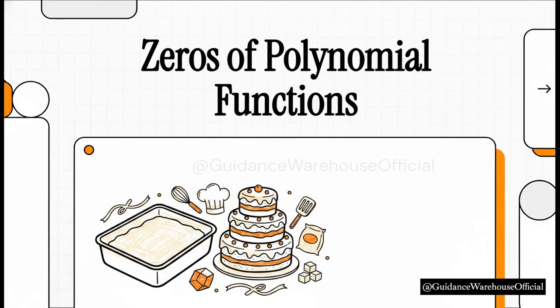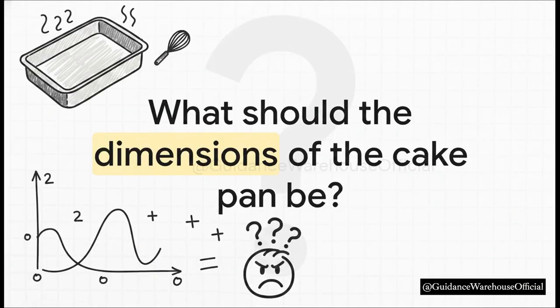Picture this. You are opening a brand new bakery. You've just landed a massive order for a big party, and you need a custom sheet cake pan that holds exactly 351 cubic inches of cake. But of course, there's a catch. The client has some pretty strict, specific requirements.